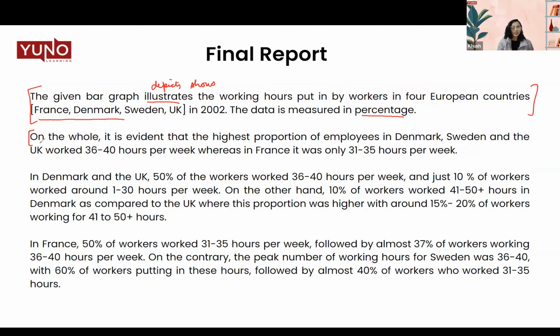Then we start with the overall paragraph, where you can start with on the whole or overall, or it is evident. You can start with it is evident, right? So these are the words that you can use so that the examiner would know this is the overall paragraph we are talking about. So the highest proportion, then we talked about the highest proportion of countries that was given. Then we had body paragraph 1 and body paragraph 2, where we clubbed two similar countries with similar kinds of patterns. And we mentioned, on the other hand, this is a linker. On the contrary, another linker.